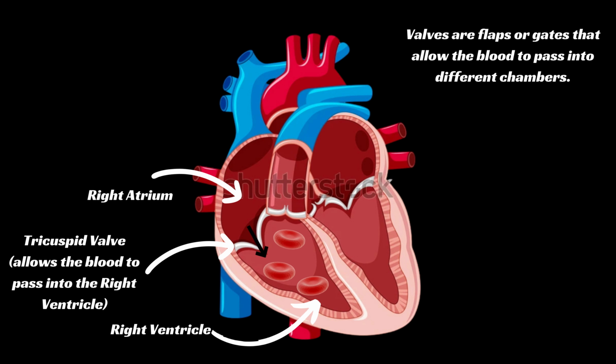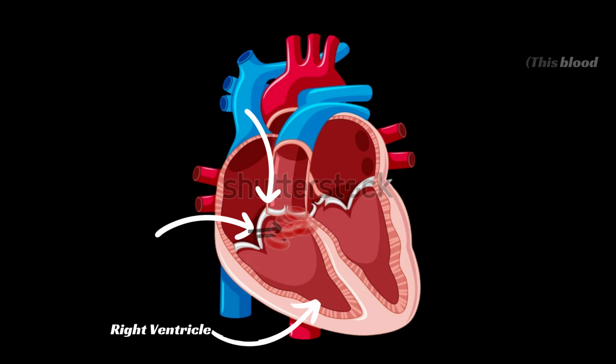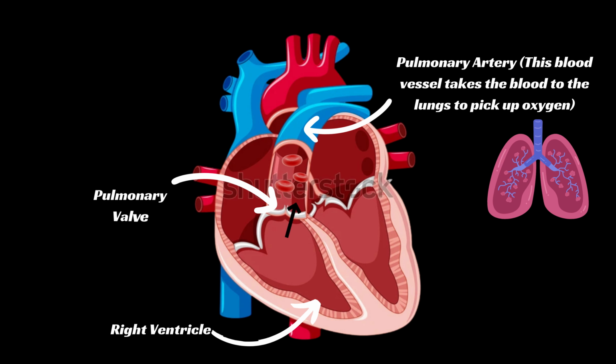Coming back to blood, after going through the tricuspid valve, it enters your right ventricle, which is also a chamber of the heart that pushes the oxygen-poor blood through the pulmonary valve into the pulmonary artery. And guess where this blood goes? To the lungs. That's where the blood picks up the oxygen.